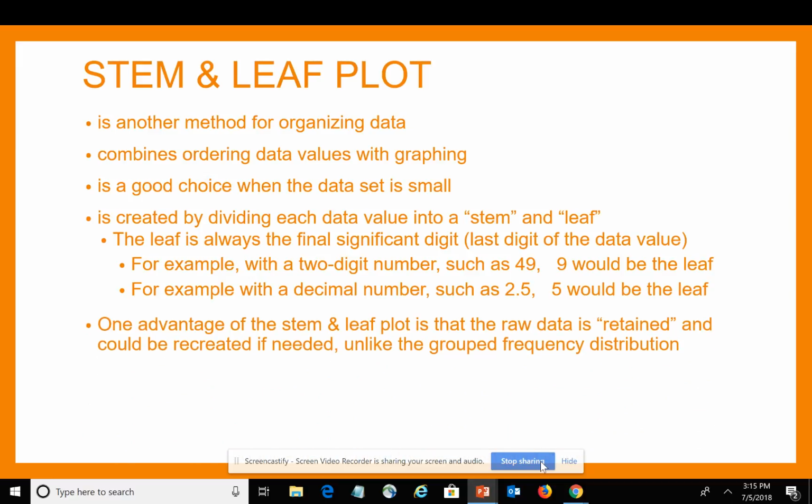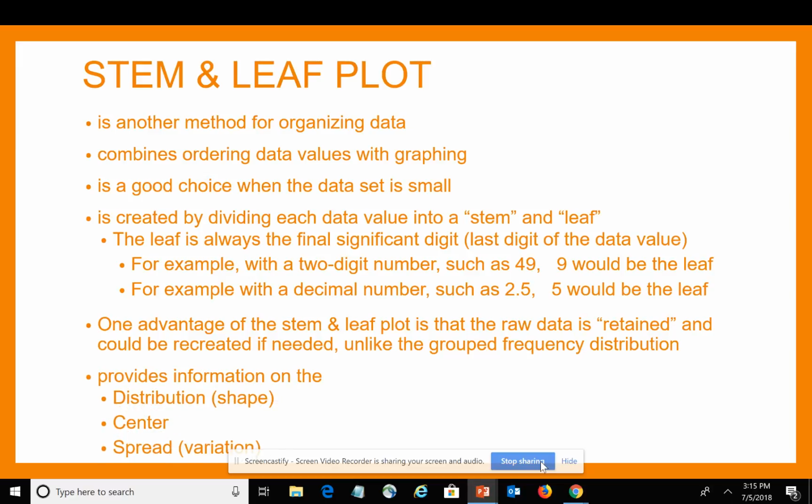One of the advantages of using a stem and leaf as opposed to a grouped frequency distribution to organize your data is that you're able to retain the raw data. If we have a stem and leaf plot, we could recreate the original data list if we needed to, which we were not able to do if we used a grouped frequency distribution.